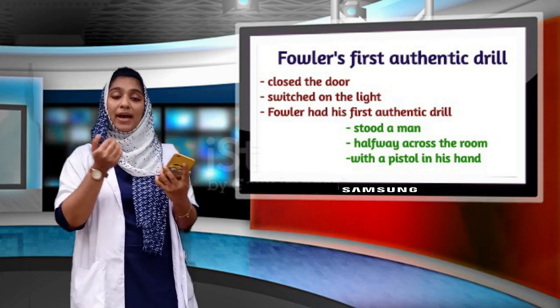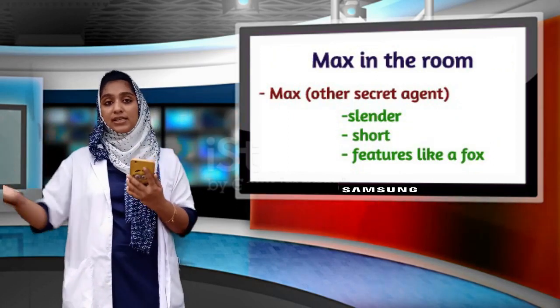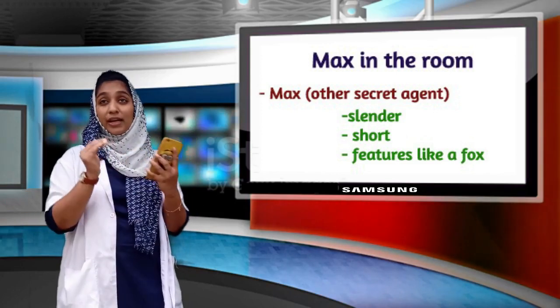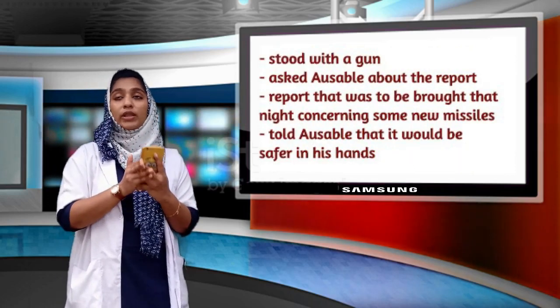So who is Max? Max in the room. Max was another secret agent. He was slender, short and featured like a fox. So we can understand how Max looked. He stood there with a gun.